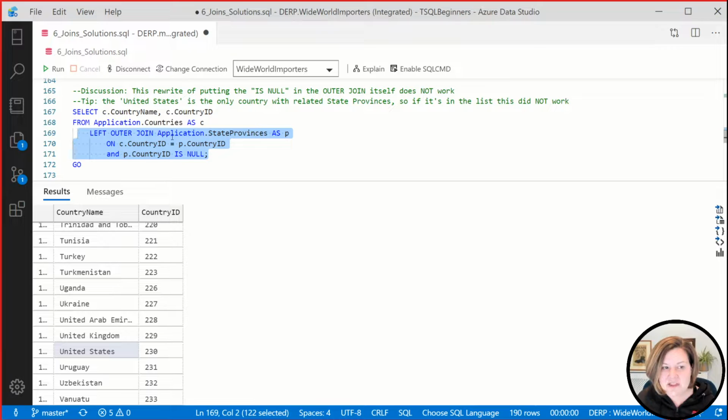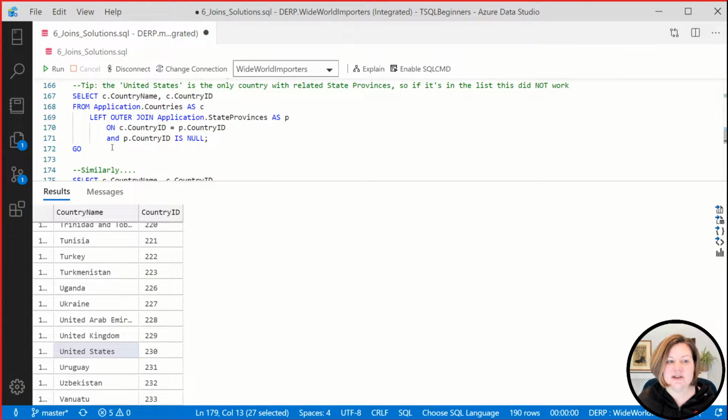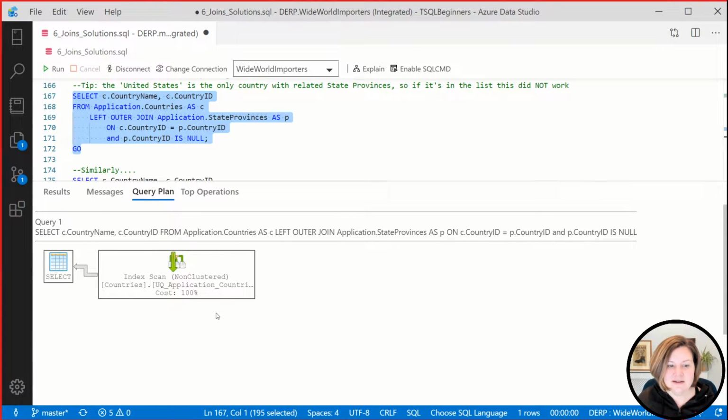What I've actually told it here is, okay, I want it to match on the country ID and the country ID is null. This is effectively the same thing as writing this, where the country IDs are equal and the country IDs aren't equal. If we look at what the query plan is for this, it actually only looks at the application.countries table. We have essentially canceled out this join and it just writes it out of the entire query.